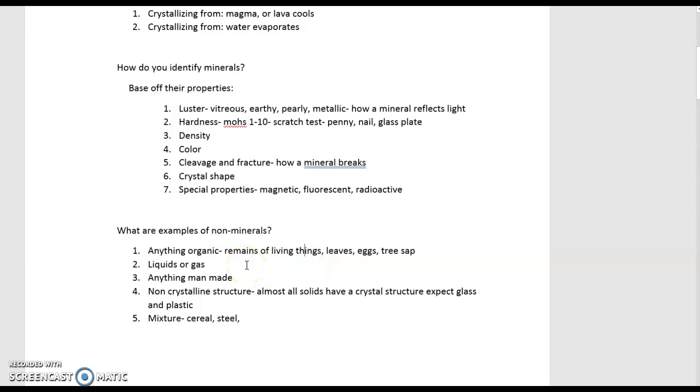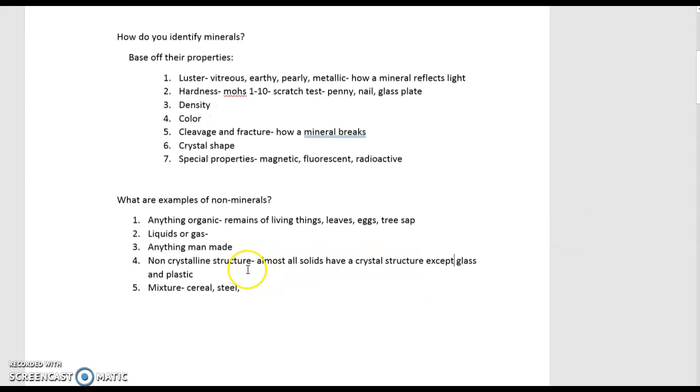Liquids or gases. That could be carbon dioxide, neon, argon, the noble gases. If it's a gas at room temperature, it can't be considered a mineral. Okay. Anything man-made, of course, so plastic, steel. Things that are non-crystalline. So we said almost all solids have the crystal structure except glass and plastic.